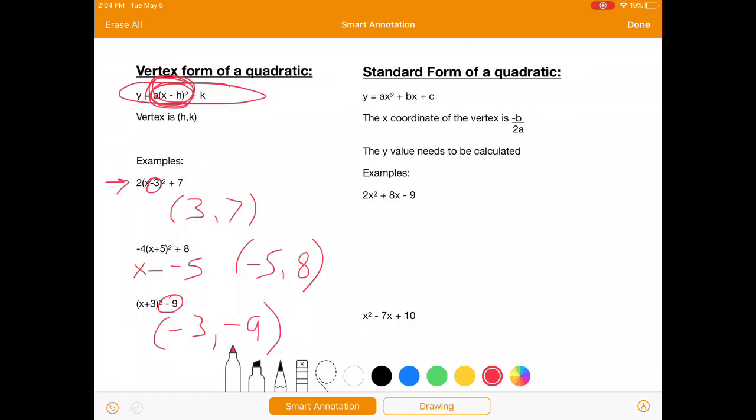So that's how you find the vertex. It's a very simple, straightforward process when you have vertex forms of quadratics. However, you don't always get it in that form. In fact, it's rare to have it in that form.